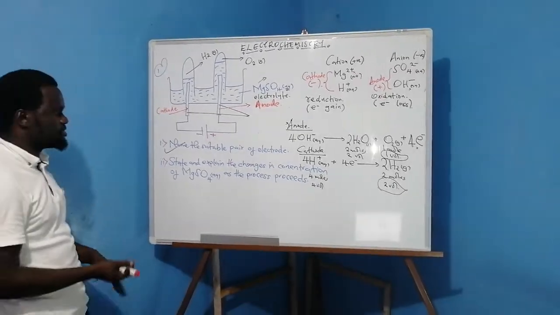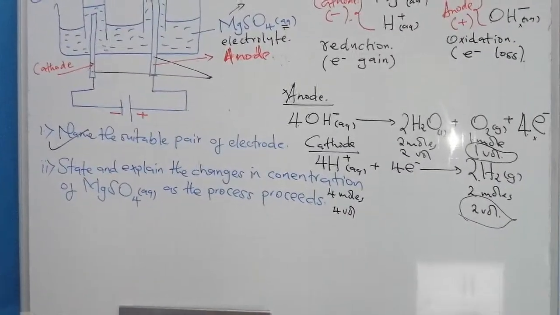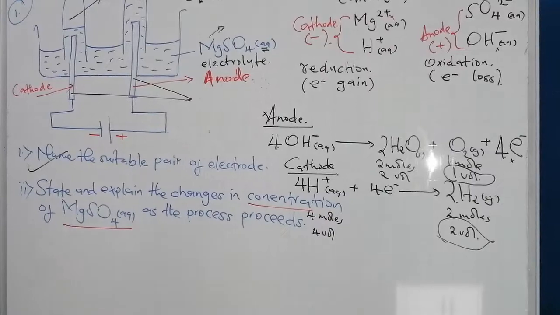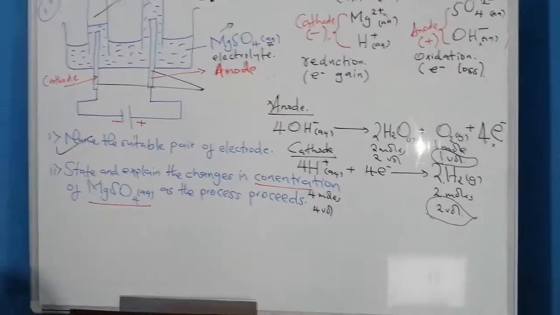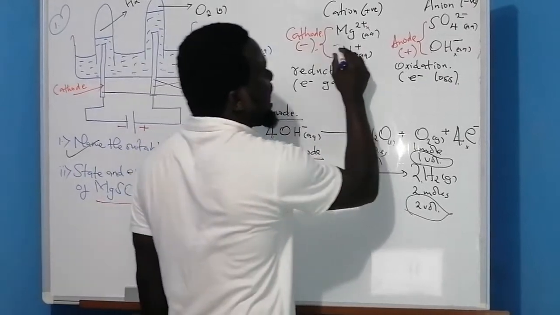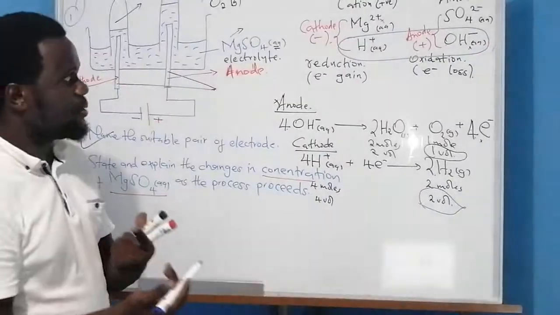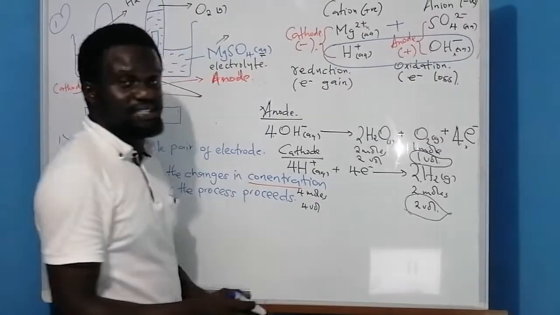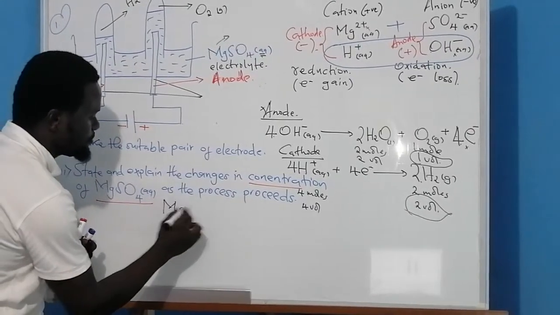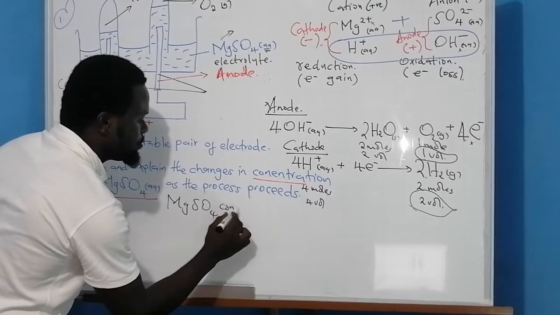Now let's see the last question we've been asked. State and explain the changes in concentration of magnesium sulfate as the process proceeds. Concentration of what? Magnesium sulfate. So we need to ask ourselves this question: does the concentration increase or decrease? From preferential discharge, we've noticed from these two equations that hydrogen ion and hydroxide ion are removed or discharged from the electrolyte. What is left? We have magnesium ion and sulfate ion. It clearly states that, therefore, the magnesium sulfate concentration increases.